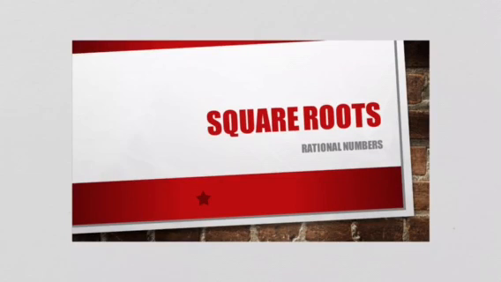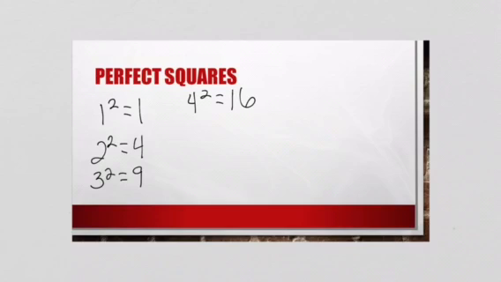Today we're going to be talking about square roots. So to figure out what a square root is, first of all we might need to know what perfect squares are. So let's say we have 1 squared equals 1. That's a perfect square. 2 squared equals 4. So 4 is a perfect square. 3 squared equals 9. So 9 is a perfect square. 4 squared equals 16. 16 is a perfect square. So basically, when you have something like 5 squared, that means simply do 5 times 5, which equals 25.